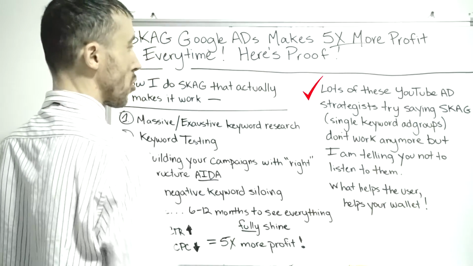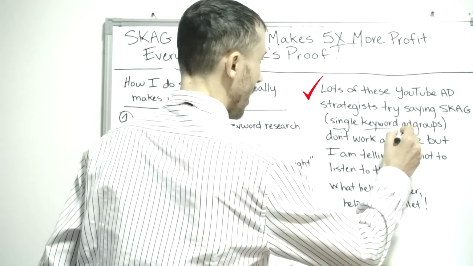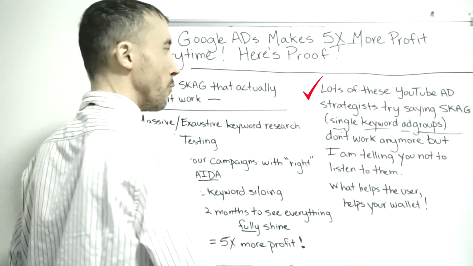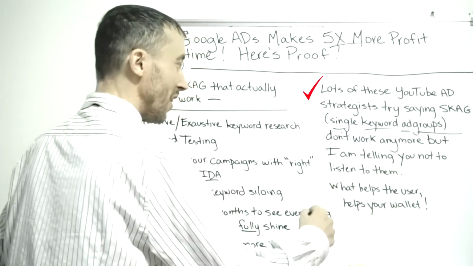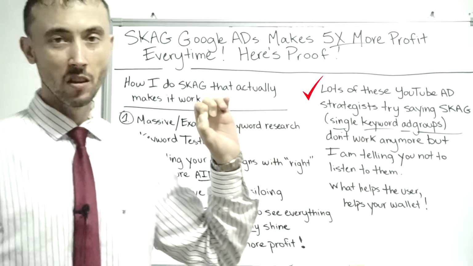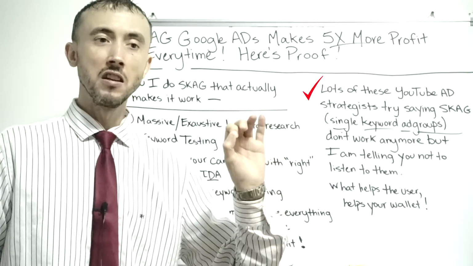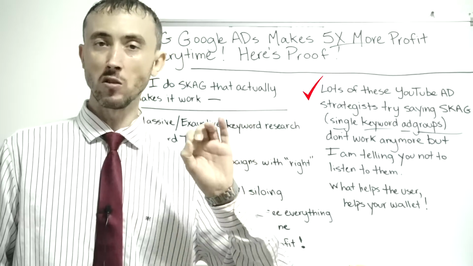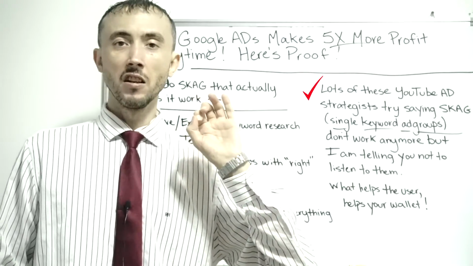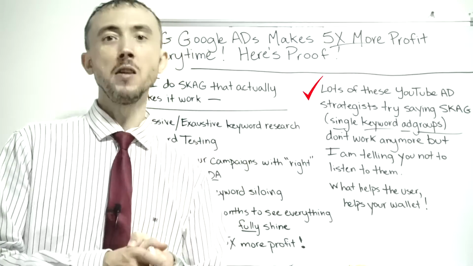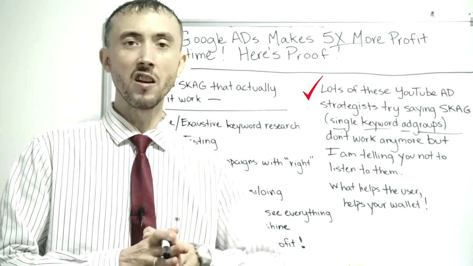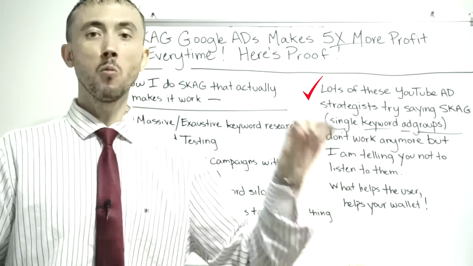Lots of these YouTube ad strategists are trying to say SKAG, which stands for single keyword ad groups, not people injecting brown powder into their arms, which some people think that's what SKAG is, don't work anymore, but I'm here to tell you not to listen to them, okay? Because there's so much bullshit in this ad management space. 90% of the ad managers in this ad management space, Google ad management, online advertising management, are bullshit. They don't know what they're doing, and all they're doing with their business model is taking your money, keeping 90% of it for themselves. In 6 months, you're going to know it doesn't work. You're going to quit, but they got 90% of your money before you found out it didn't work, and use part of the 90% to find the next sucker. Don't be the sucker, okay?